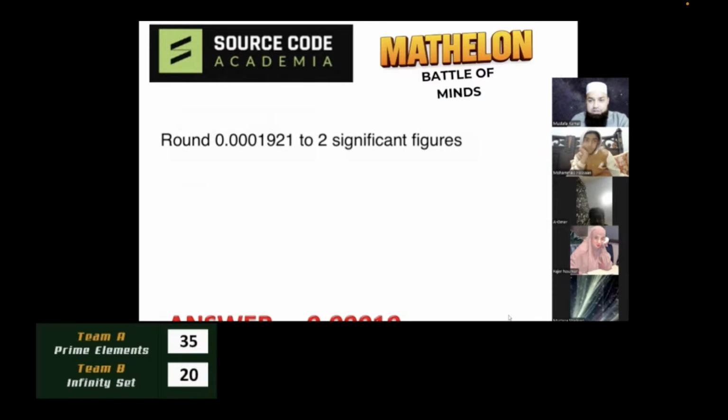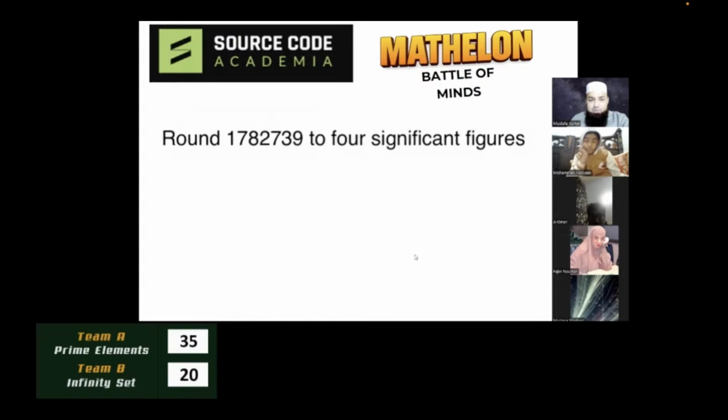Next question on your screen now. Round 1,782,739 to 4 significant figures. Team B, Murtaza Shehzad. Yes, Murtaza? 1,783,000. Well done, Murtaza. That's the correct answer.